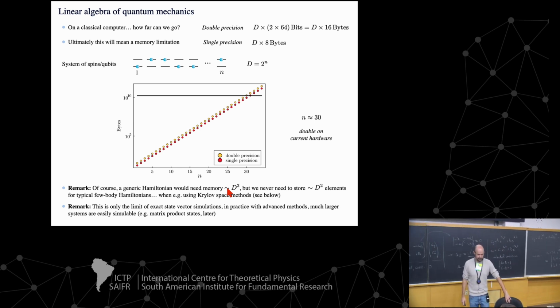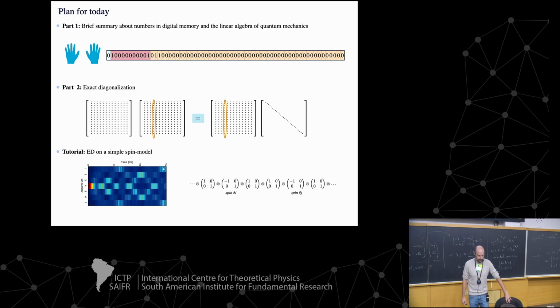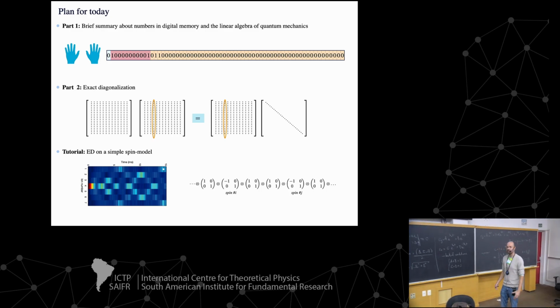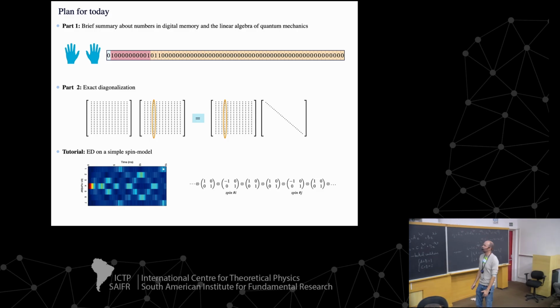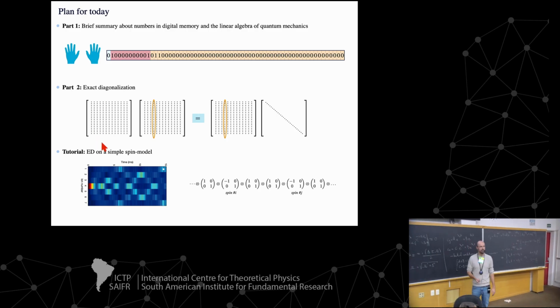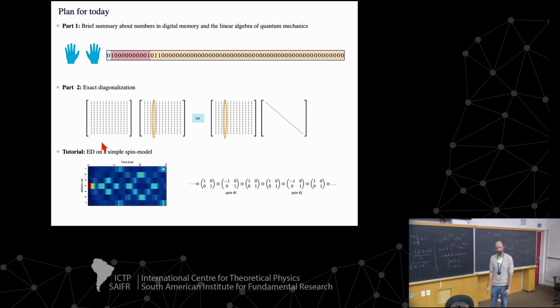Okay, good. This concludes part one. So this was really just some general remarks. It's always good, before starting hacking something in the computer, to think about the fundamental limitations and to gain a bit of understanding about what you really want to do. So now in the second part, I want to really introduce this concept of exact diagonalization, and then afterwards go into using that to simulate the dynamics of this spin model.